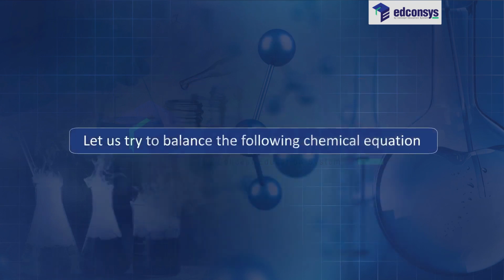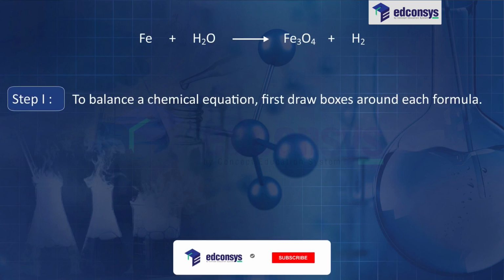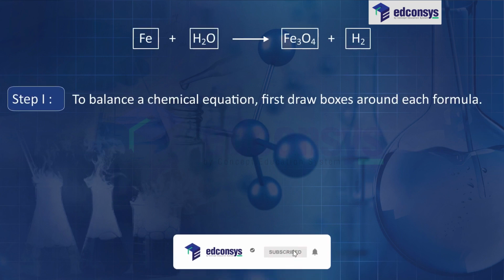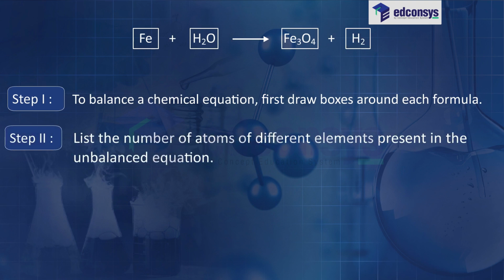Let us try to balance the following chemical equation. Fe plus H2O gives Fe3O4 plus H2. Step 1. To balance a chemical equation, first draw boxes around each formula. Fe plus H2O gives Fe3O4 plus H2. Step 2. List the number of atoms of different elements present in the unbalanced equation.